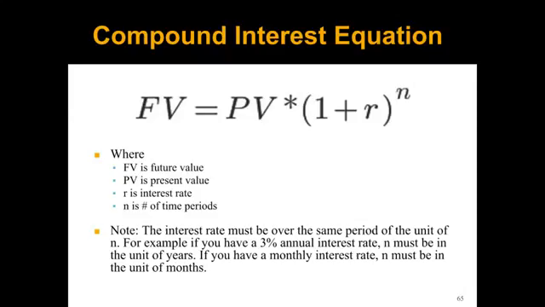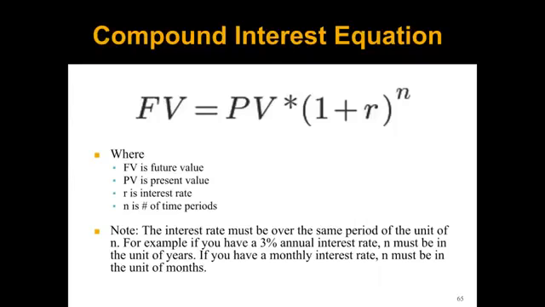But the basics is that we use this compound interest equation: the future value of something that I put in a bank account is equal to the present value, so how much I'm putting in now, in our case it was $200, times 1 plus r, where r is the interest rate, to the n power, and n is the number of time periods.